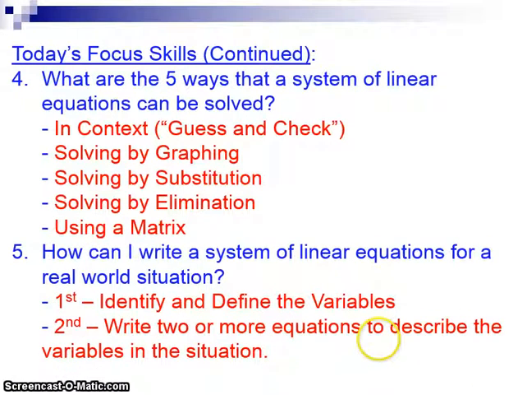And last, how can I write a system of linear equations for a real-world situation? Well, first identify and define your variables, and then write 2 or more equations to describe the variables in the situation.